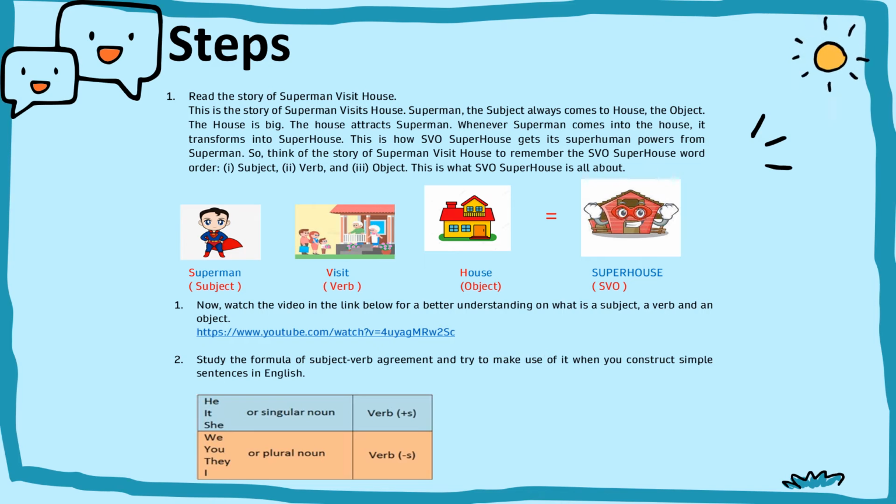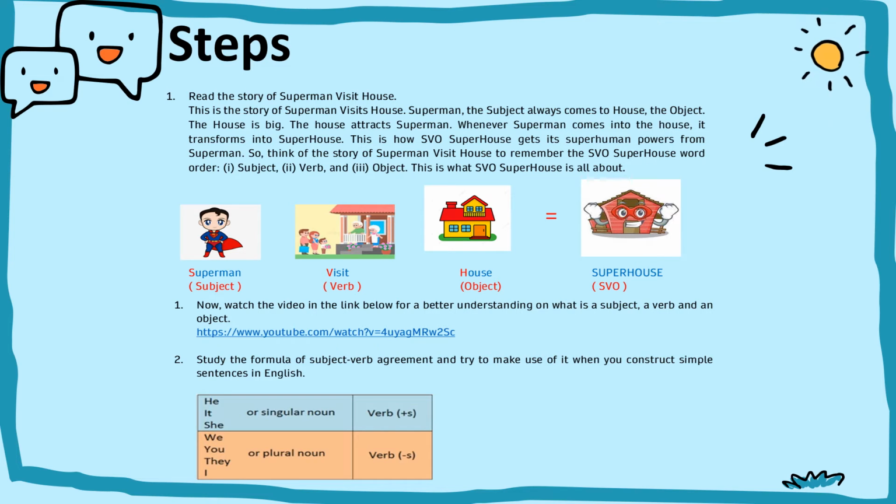The first step of this strategy is where the teacher reads the story of Superman visits house. Along the way, she explains the SVO. This is the story of Superman visits house. Superman, the subject, always comes to house, the object.